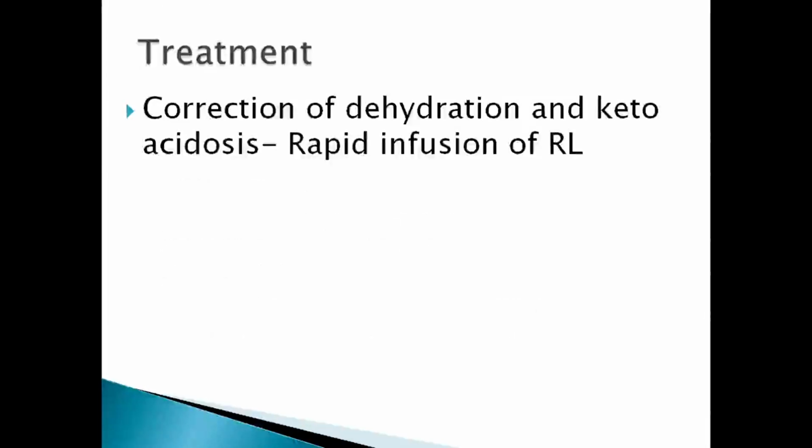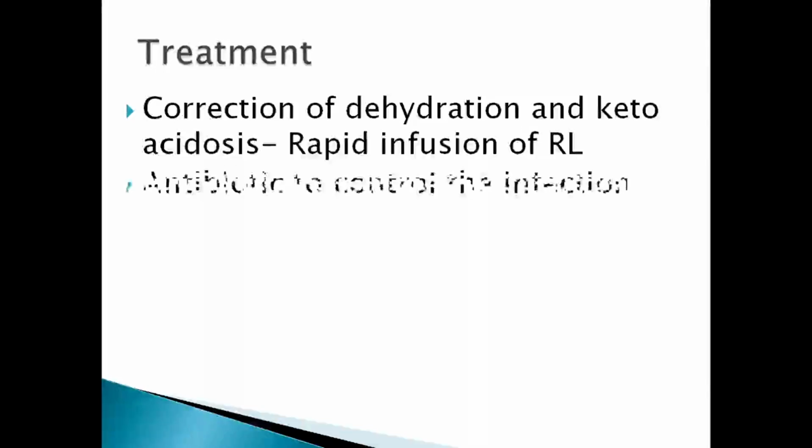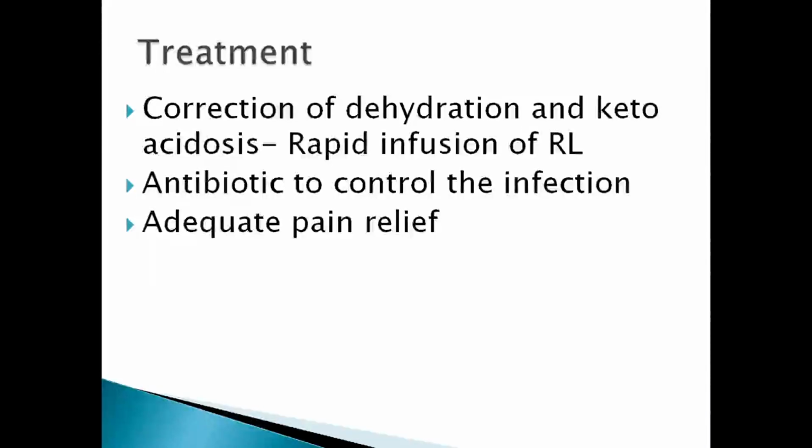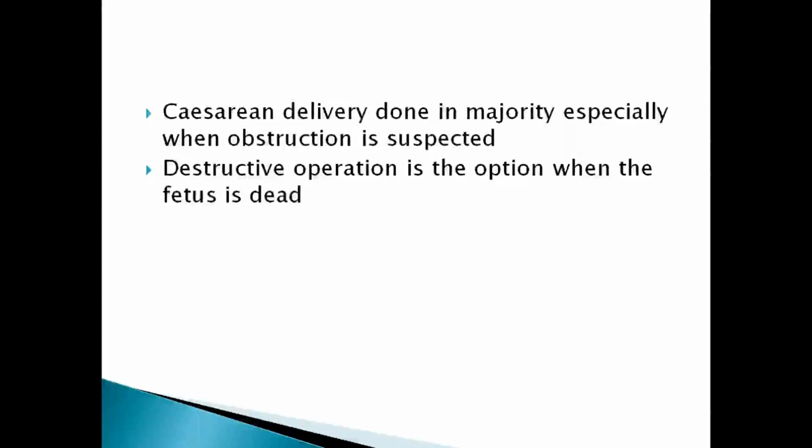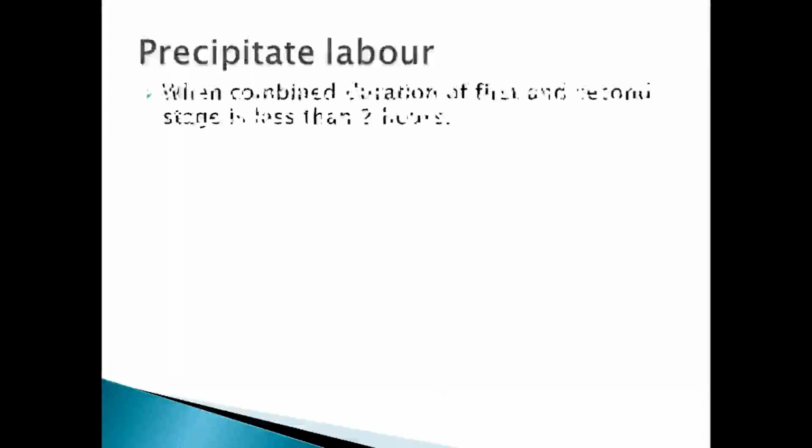Treatment: correction of dehydration, ketoacidosis, rapid infusion of lactate, antibiotics to control the infection, adequate pain relief, and hypercontractility induced by the oxytocin can be managed by tocolytics. Oxytocin infusion should be stopped. Cesarean delivery is done in the majority, especially when the obstruction is suspected. Destructive operation is the option when the fetus is dead.